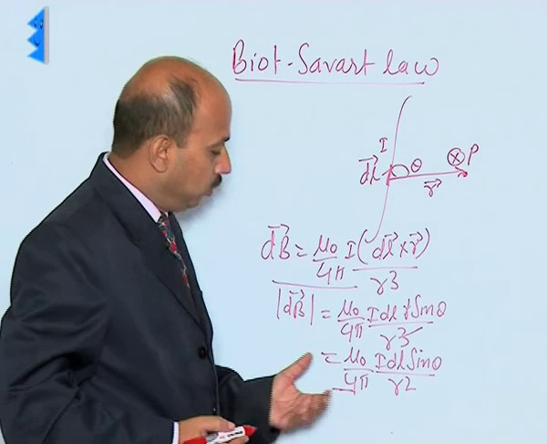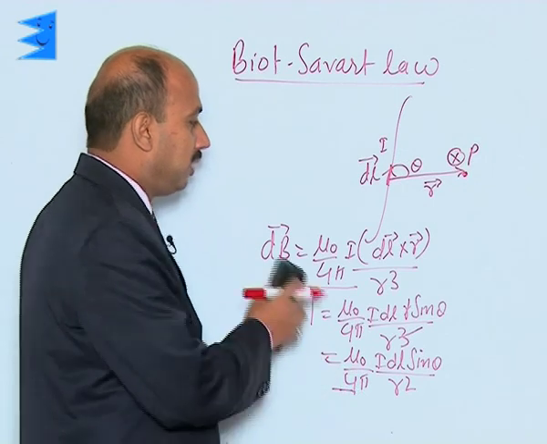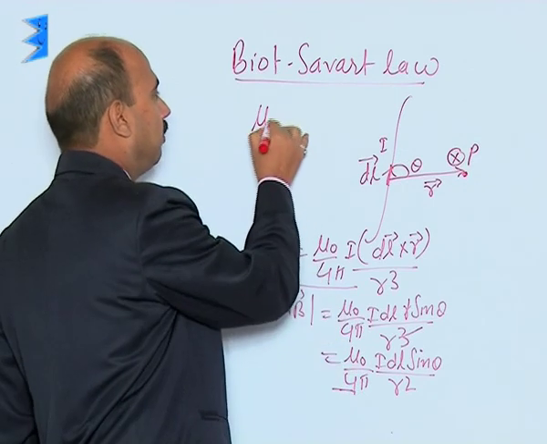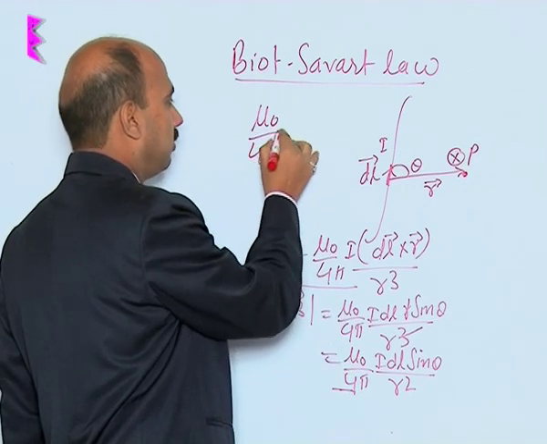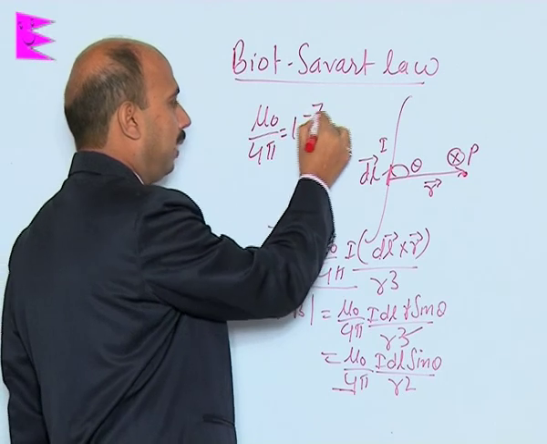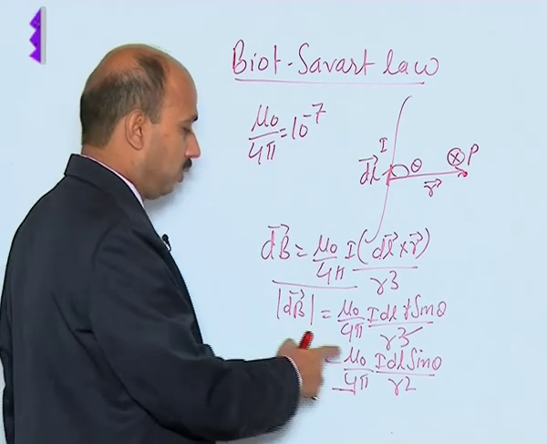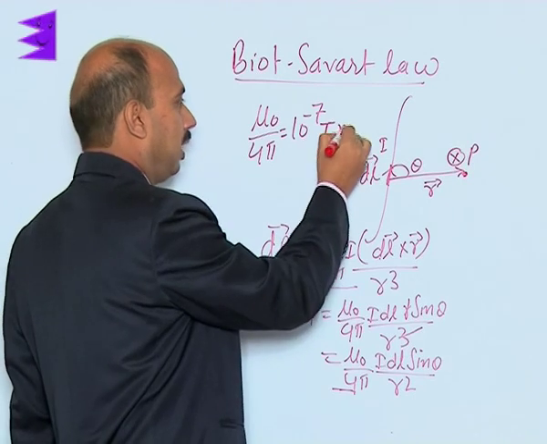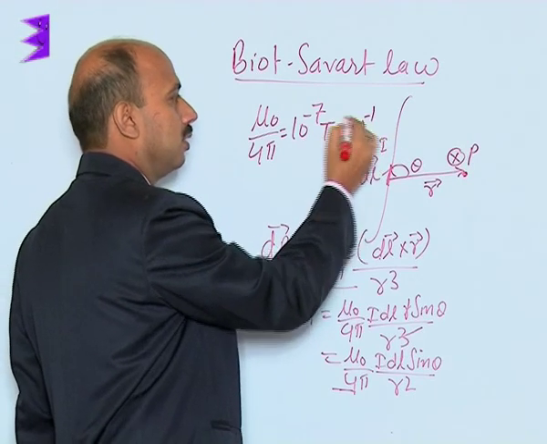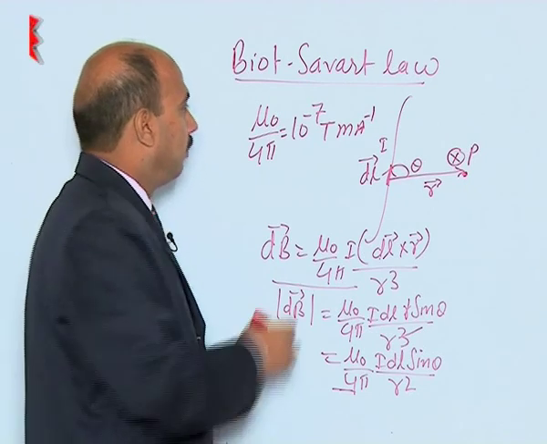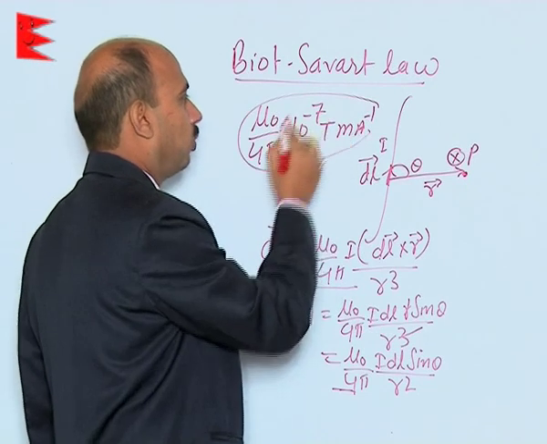And this mu naught upon 4 pi is a constant, whose value is equal to 10 raised to power minus 7. And 10 raised to power minus 7, you can write, has the unit Tesla meter per ampere. So this is the unit of mu naught upon 4 pi, that is a constant.